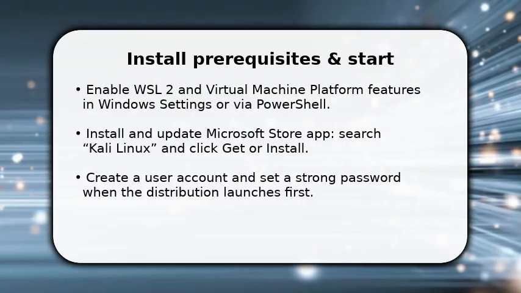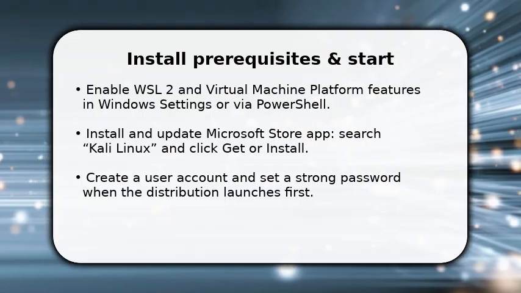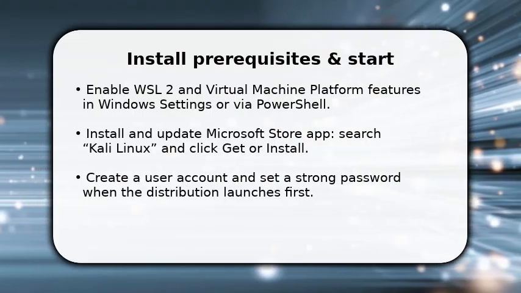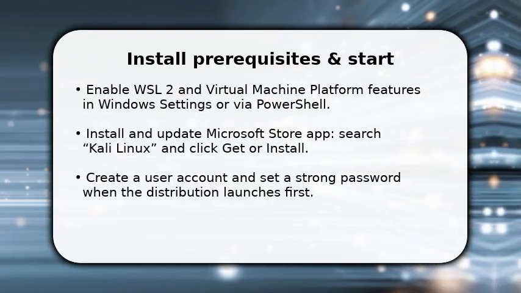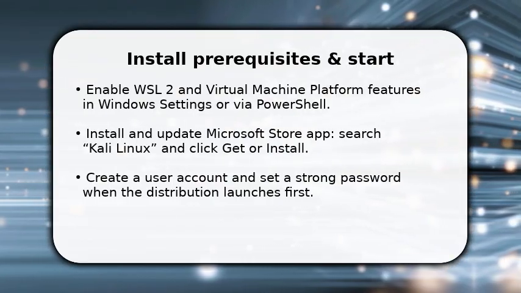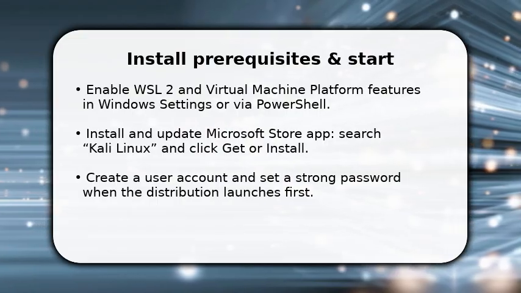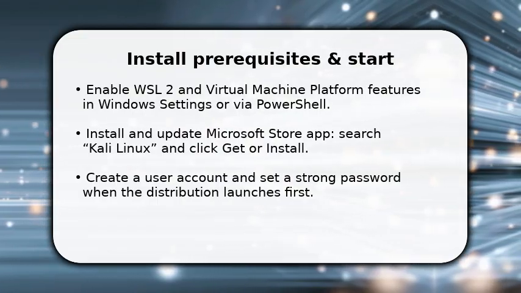You begin by enabling WSL2 and the Virtual Machine Platform so Kali runs natively. This improves performance and hardware access. Once done, open Microsoft Store, search for Kali Linux, and press Install or Get to download the distribution.